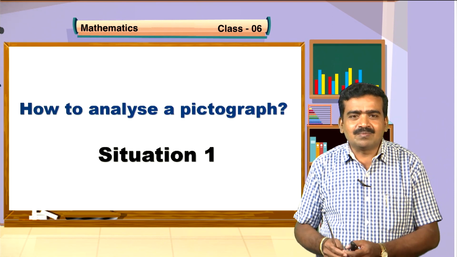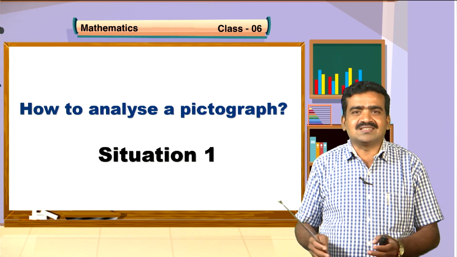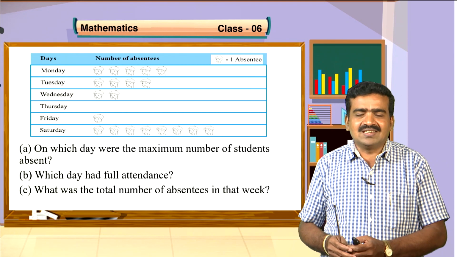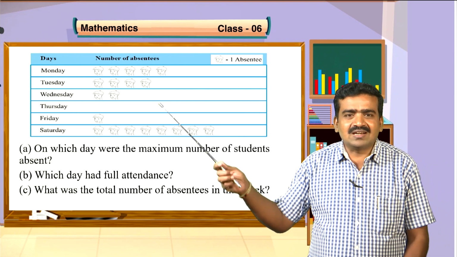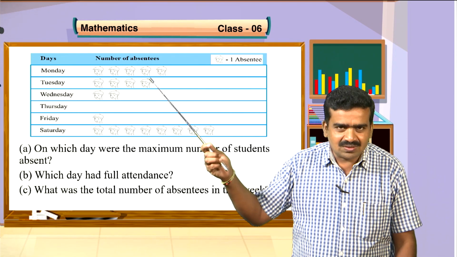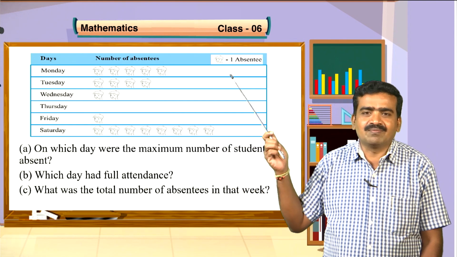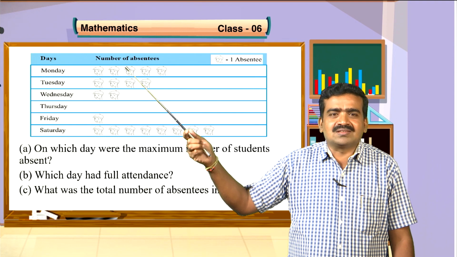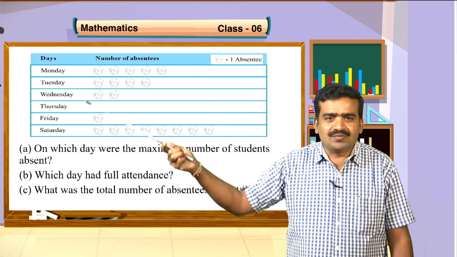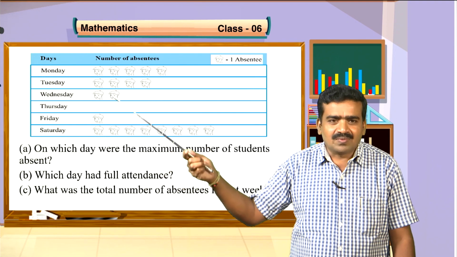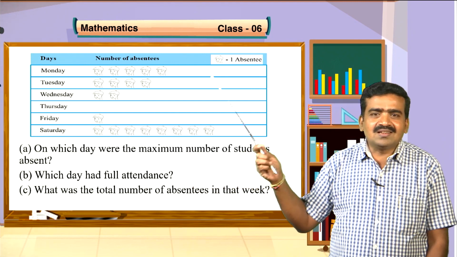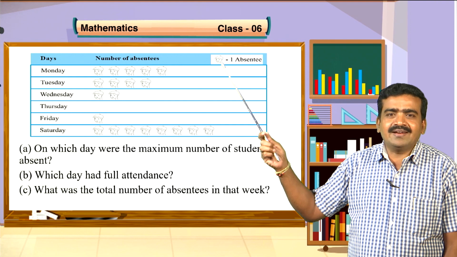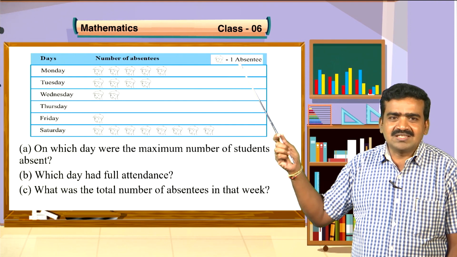How to analyze a pictogram? Let us take situation 1. To analyze the data, we have to understand the picture provided in the pictograph first, along with the key. Here in a school, some students are going to be absent in a week. It is going to be represented like this, and the key for this pictograph is given. This one head indicates one absence.